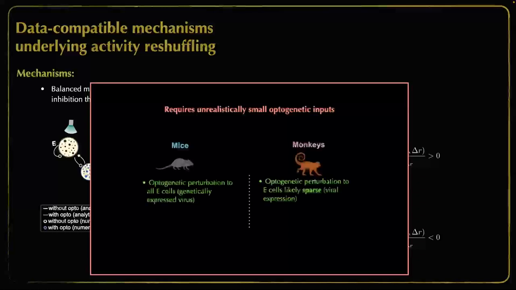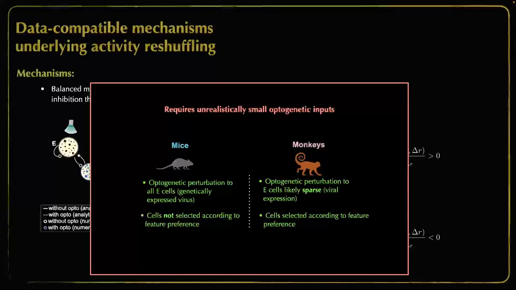And there are concerns about that model. First, the perturbation in the monkeys can be more sparse because it's virally expressed, whereas in the mice it can be very strong. So maybe that's what's actually happening. But there was another concern related to feature preference. In the monkey, when people do measurements in the visual cortex, they usually select those cells that have the orientation preference matching the visual stimulus. So maybe we were making an entire theory based on an experimental fact, which is that these cells are hand-tuned to have high firing rates because you're choosing those that have high firing rates.